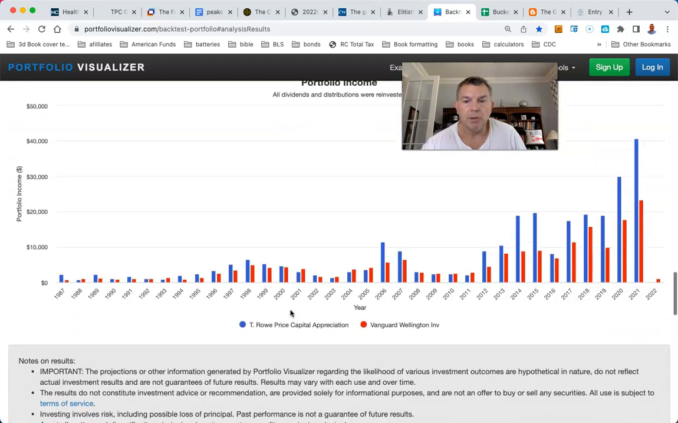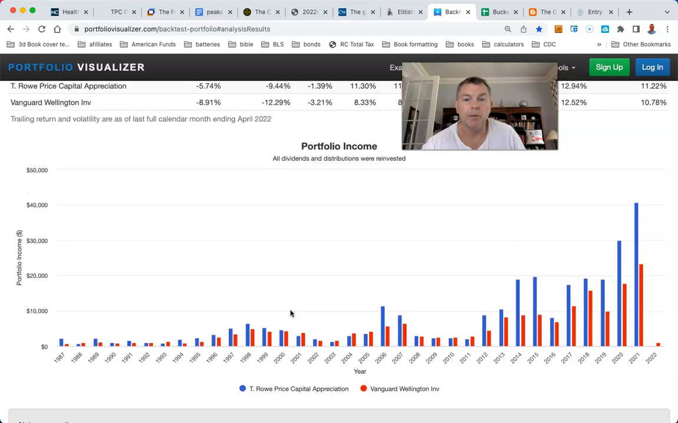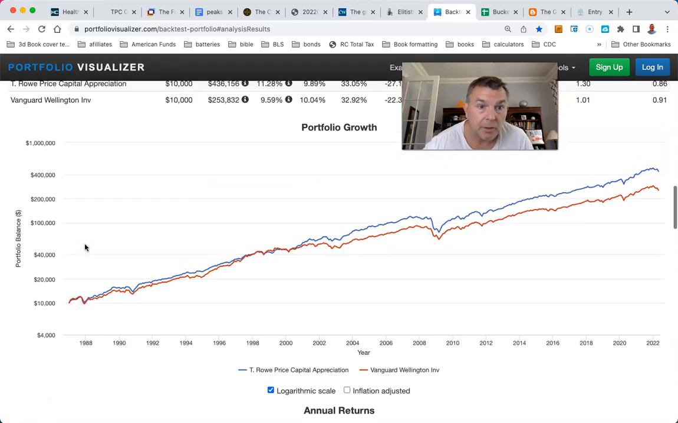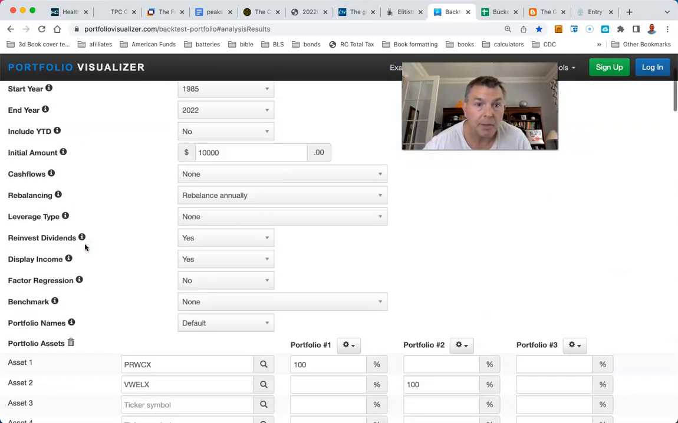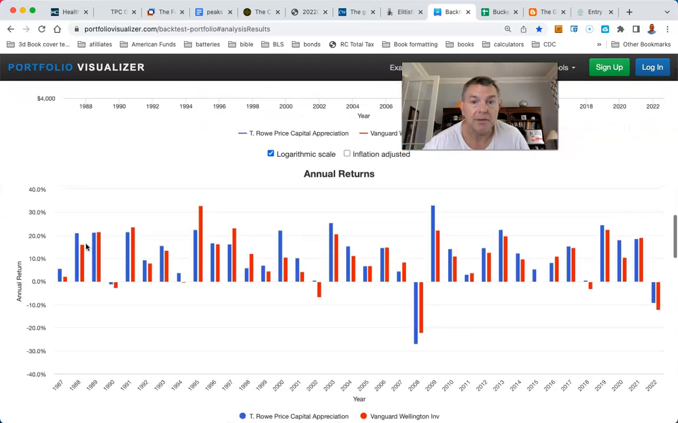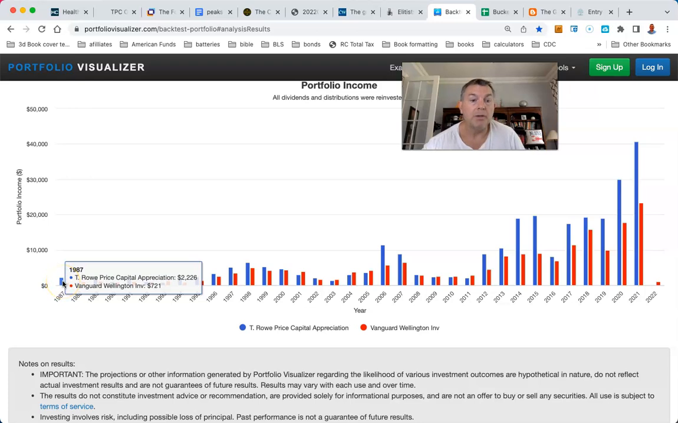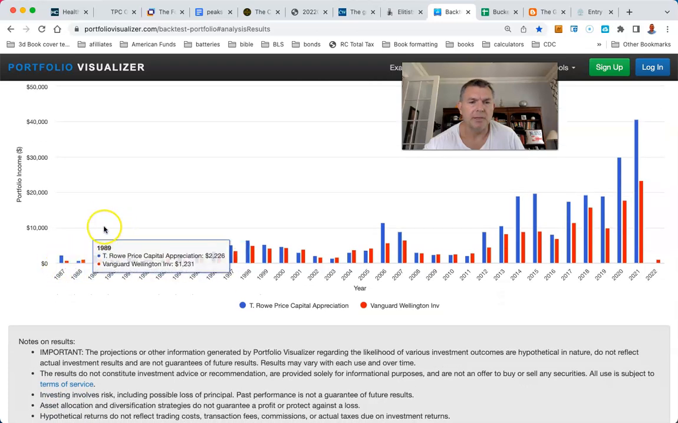So let's keep looking here. Let's see what else we want to go here. This is portfolio income. Wow, look at that. Reinvesting income. So back then, how much did we start with here? $10,000 or $100,000? $10,000. We had portfolio income back then of $2,200. That was cool. Yeah, this is more like it.